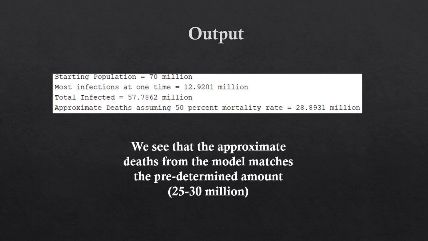From the total infected, you can see that approximately 82% of the total population was infected with the Black Plague. And as we originally speculated, the death toll was between 25 and 30 million. Assuming a 50% mortality rate, the model shows that the deaths are around 28.89 million, which falls within that range.